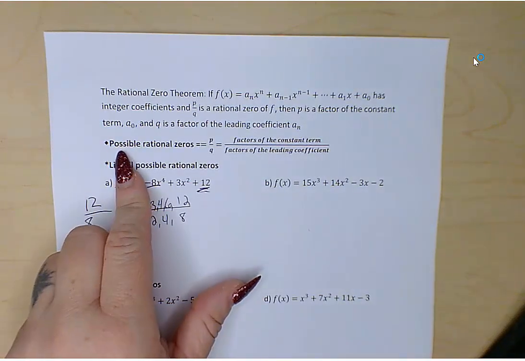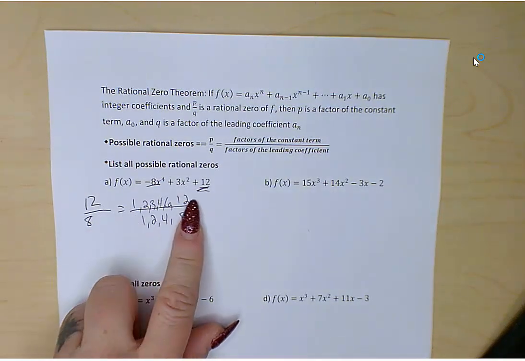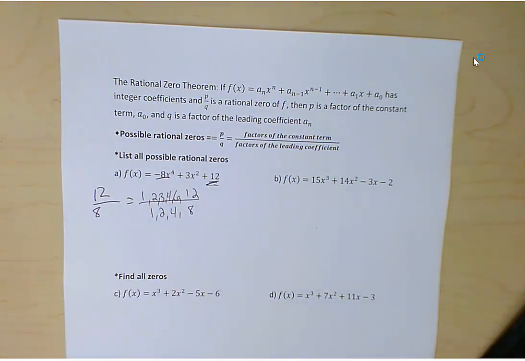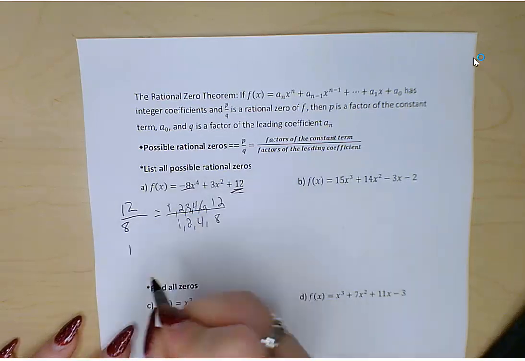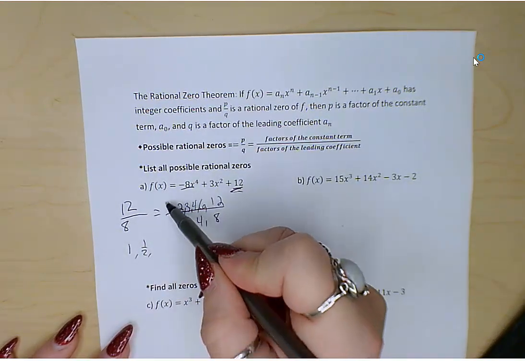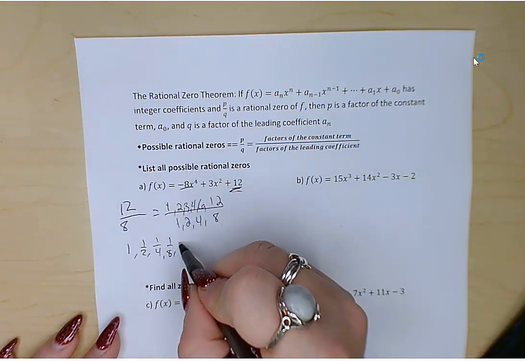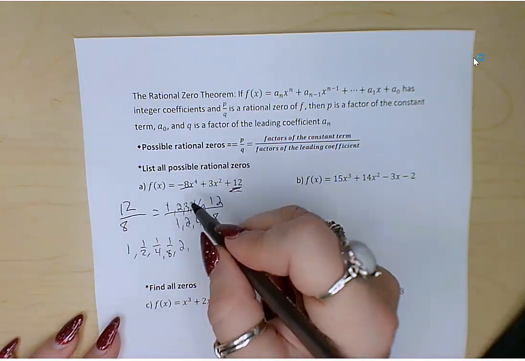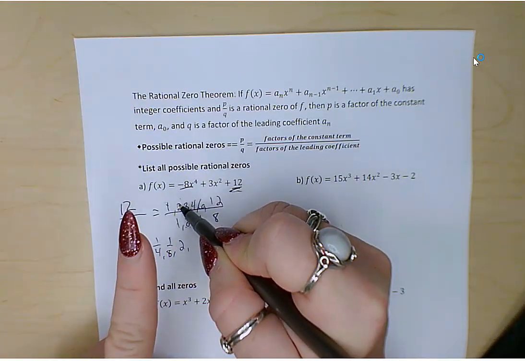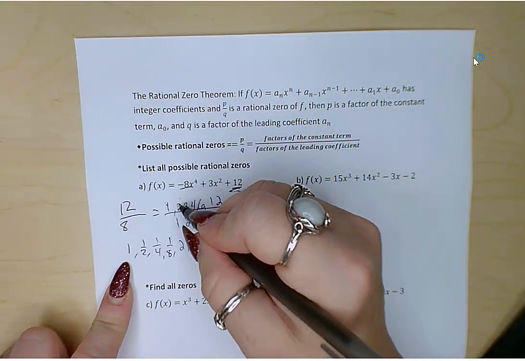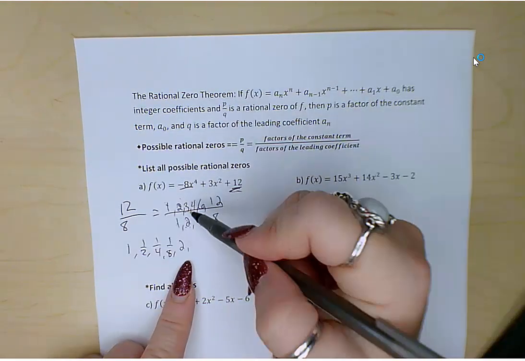Now, the way that we create our list of possible rational zeros is to think of it as taking every number in the numerator and putting it over every number in the denominator. So for example, I'm going to start with the 1. 1 over 1 is 1. 1 over 2, 1 half. 1 over 4, and then 1 over 8. Do the same thing for 2. 2 over 1 is a 2. 2 over 2 is just a 1, and we already have that on our list, so we don't need to list it. 2 over 4 is a 1 half. We already have that. 2 over 8 is a 1/4. We already have that.